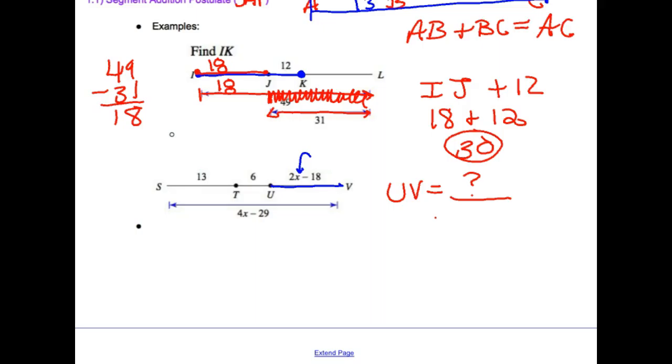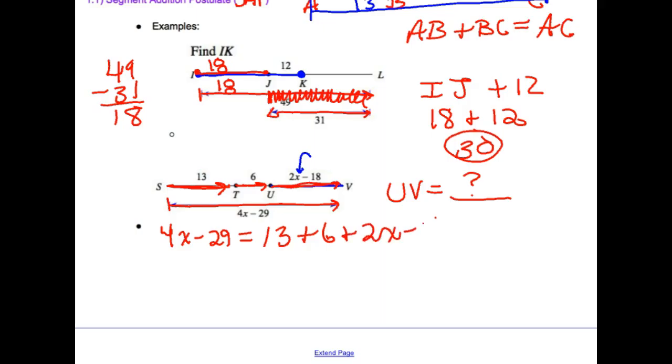I know the whole way across, so let's write that down, is 4x minus 29. I also know that all of these pieces need to add up to that. So I'm going to set up an equation where I say whatever the whole way across is, it certainly has to be 13, and then I travel 6 more. Again, I'm going from here to here, plus from here to here, plus from here to here. And that has to equal the entire distance, which was given to me as 4x minus 29.